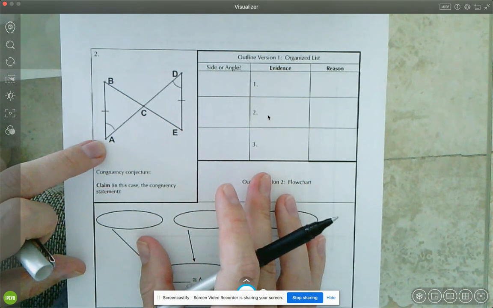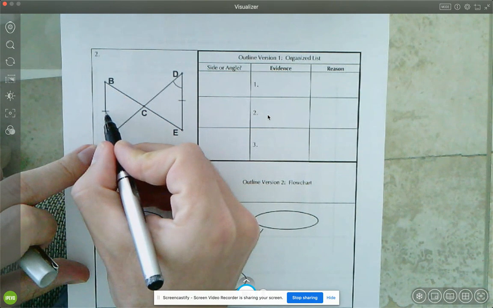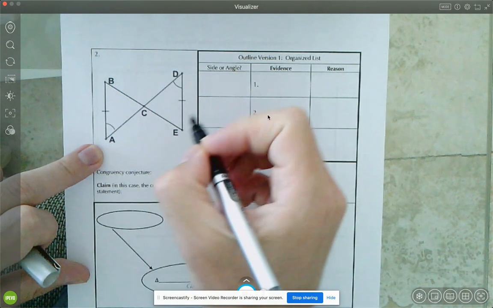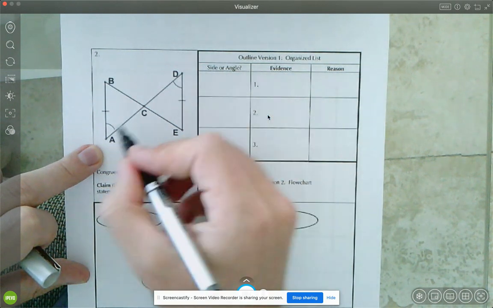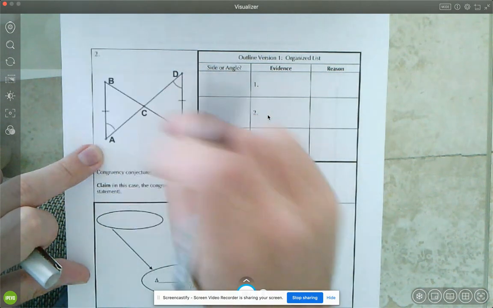Now, number 2, we have a triangle again from your quizzes. I don't know if you remember this one. And we're really only given 2 pieces. That side BA is congruent to side ED, and angle A is congruent to angle D. So I see a bit of a rotation going on here.